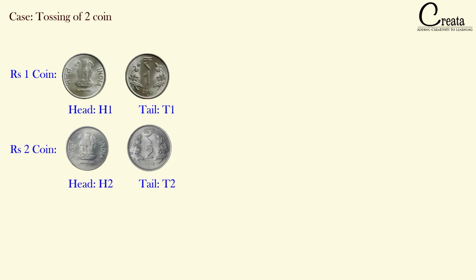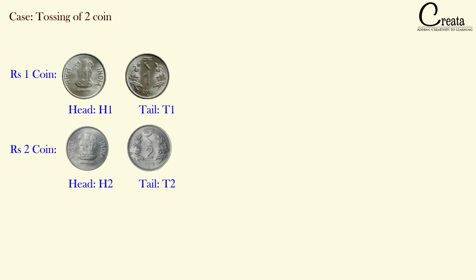Moving further, we have seen the tossing of the coin and rolling of the die. Let's see what will happen if we toss 2 coins. Here we are having 2 coins. And let's see what are the different cases that we can get when we toss the 2 coins simultaneously.